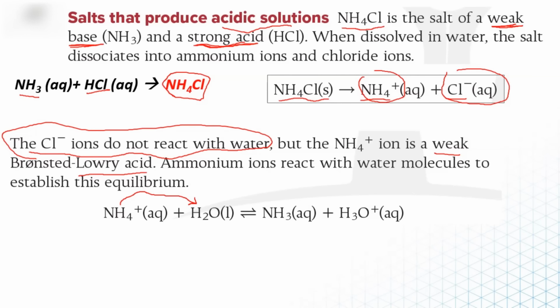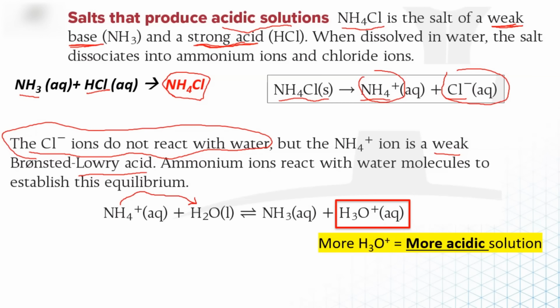H2O. And look what is produced here. H3O positive, or H plus. What does that mean? And you already know this from the previous lessons. When you have more H3O positive, it means that the solution is more acidic and the pH is going to be below 7. All right? And this happens when you have a salt coming from a weak base and a strong acid.